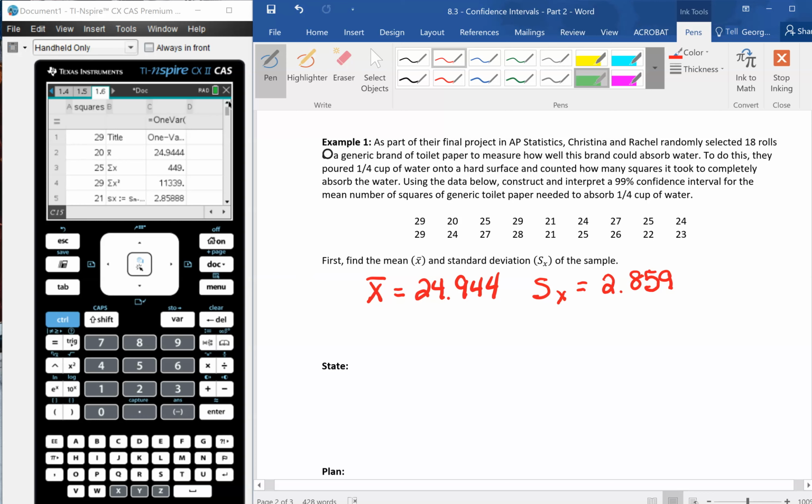Now that we know those two pieces of information, we can just truck through our steps. For state, first we have to talk about our parameter. We are finding the mean of a population, so that is mu. Mu is going to be the mean number of squares of generic toilet paper needed.